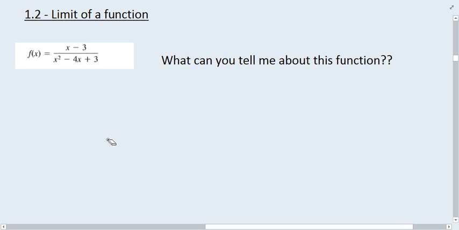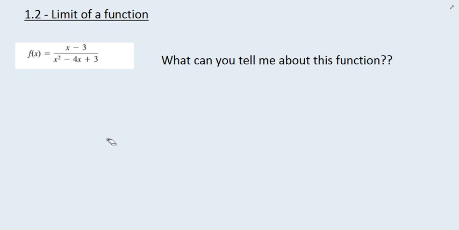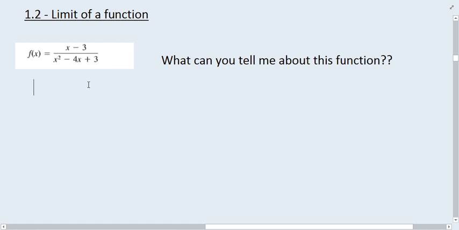All right, so 1.2, limit of a function. We're starting off with this function right here, and I asked you to take a few minutes to tell me what you know about this function. What can you tell me? Okay, I had one answer already. It is a function. Very good. Thank you very much. I'm actually looking for something a little bit deeper, a little bit more than that.